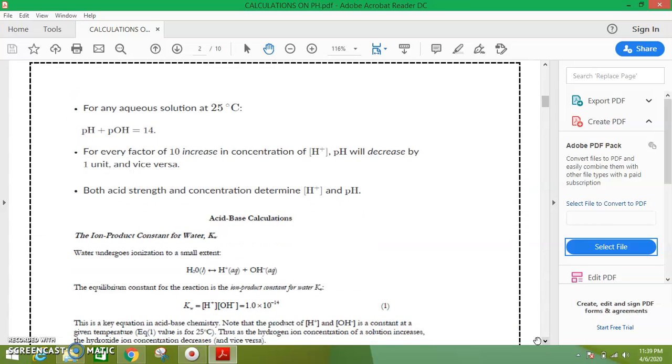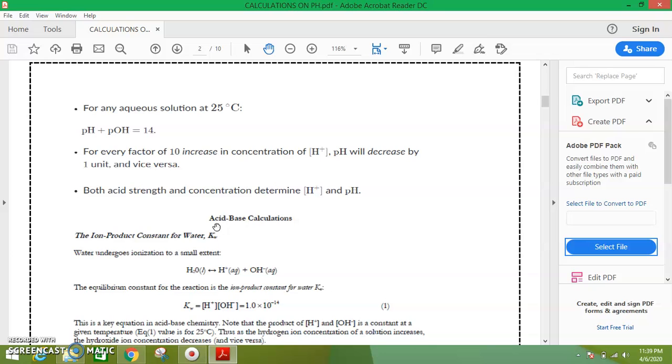Now, you can also use this rule. I told you in part 3 how to get this rule: pH plus pOH is equal to 14. If pH is given, you can find out pOH. If pOH is given, you can find pH by rearranging this rule.